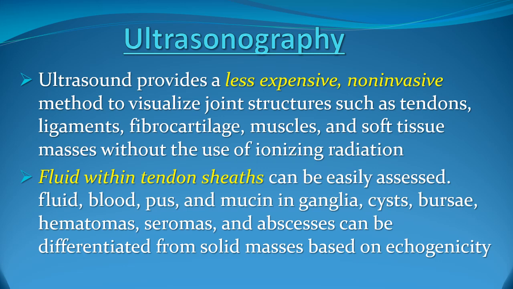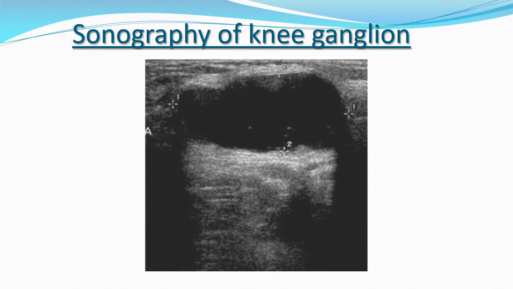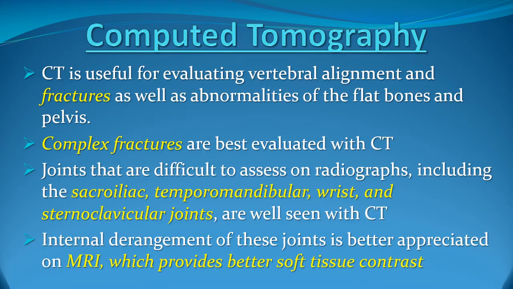Ultrasonography, sometimes we use ultrasonography, which is non-invasive, less expensive, and we use it in certain cases. For example, if you are suspecting that there is joint effusion or if there is any problem affecting the tendon sheath. And you see it here, this is an image for sonography of a knee ganglion. Now we come to the final imaging modality, which is computed tomography. Computed tomography has a peculiar advantage in demonstrating fractures.